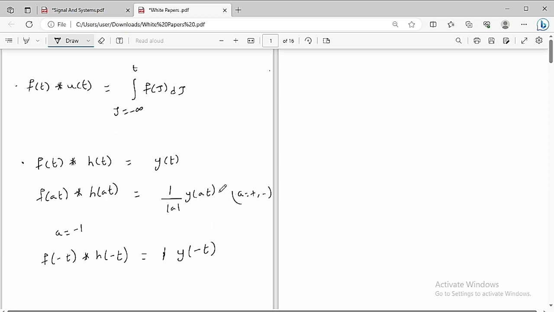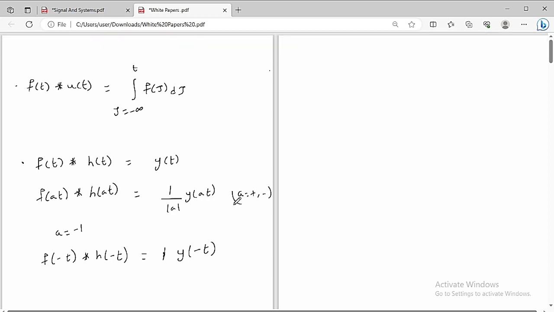So I recommend you remember this formula: f of at convolution h of at is equal to 1 by mod a into y of at, where a can be either positive or negative. So if f of t convolution h of t is equal to y of t, then f of at convolution h of at is equal to 1 by mod a into y of at. This point you always have to keep in mind.